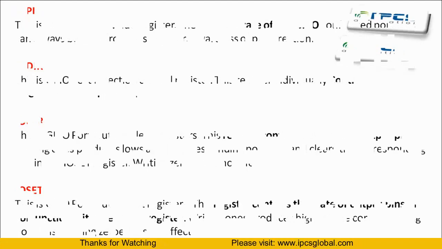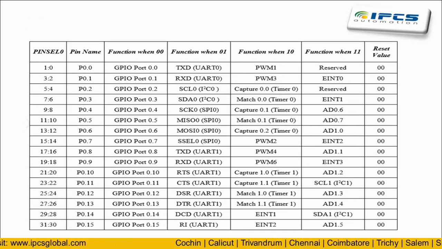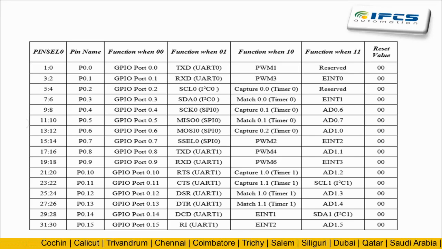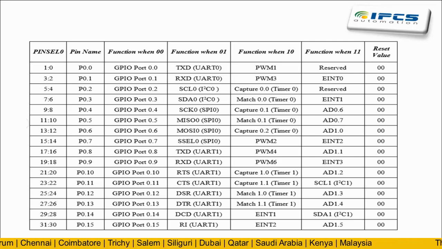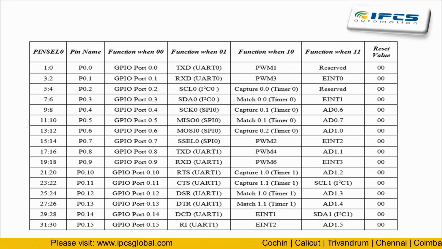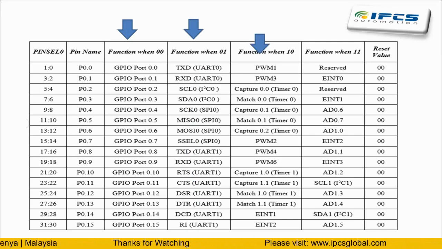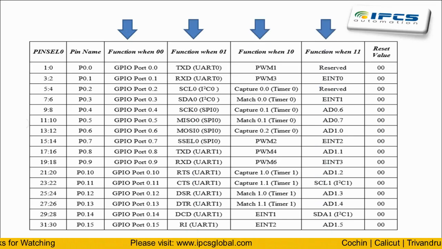PINSEL0. Port 0 has 32 pins, P0.0 to P0.31. Each pin can have multiple functions. On reset, all pins are configured as GPIO pins. However, we can reconfigure using the registers PINSEL0 and PINSEL1. PINSEL0 is used to select the function of P0.0 to P0.15. Each pin has up to 4 functions, so 2 bits per pin in PINSEL0 are provided for selecting function. 00 function 0, default function equals GPIO. 01 function 1. 10 function 2. 11 function 3.